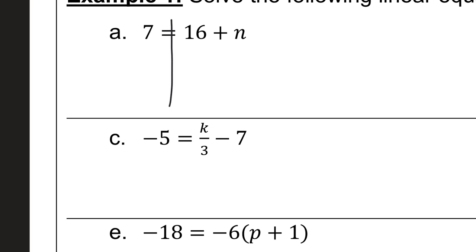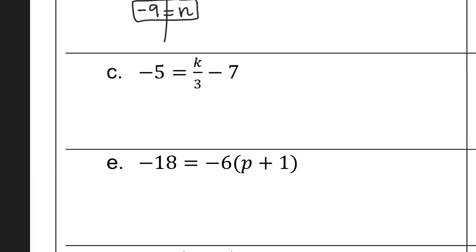So we can subtract 16, that'll cancel, and we have to subtract it over here as well, so that gives us -9 equals n. Okay, addition and subtraction cancel each other out, so whichever one you start with, you'll use the other one to cancel.